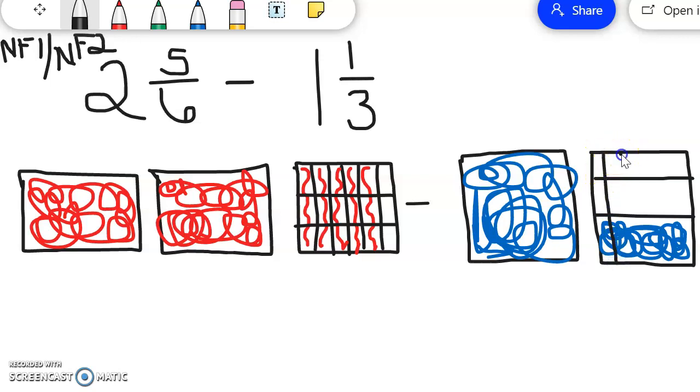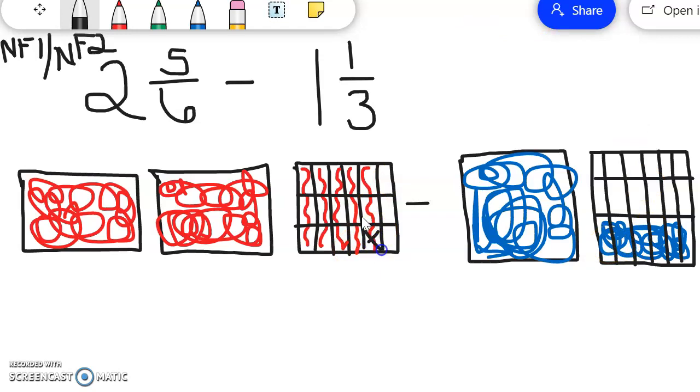1 part, 2 parts, 3, 4, 5, 6. Now I'm ready to subtract. And the way that I'm going to do that is I'm going to count the total number of parts that's shaded in right here, and I'm going to put X's on them over here. So I have 1, 2, 3, 4, 5, 6. So that means I'm going to subtract 6 from over here.